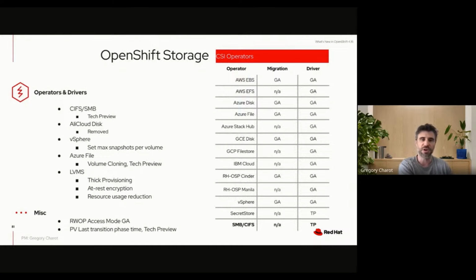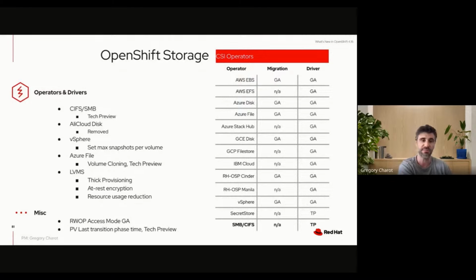Next, we are introducing volume cloning for the Azure File CSI driver as tech preview, allowing duplication of volumes. And last but not least, LVMS has also its own set of improvements. So first, we are adding thick volume provisioning support, which pre-allocates data for maximum performance. The default remains thin provisioning. On the security side, disk encryption using LUKS is now supported with thick provisioning. And last, thanks to optimization on containers, pod consolidation, and other optimizations, the CPU and memory resource consumption has been reduced.